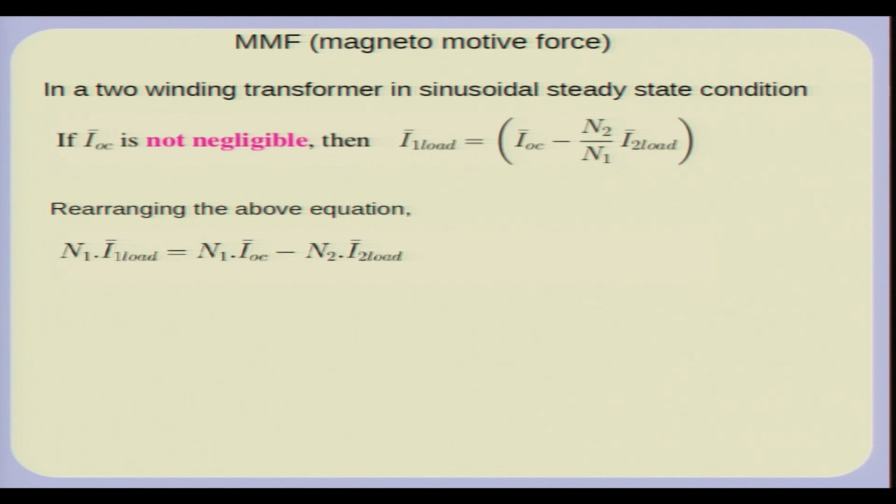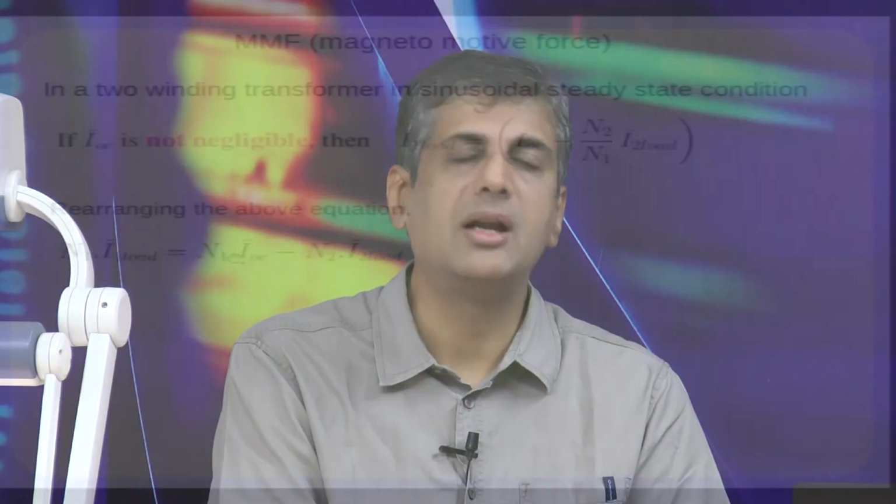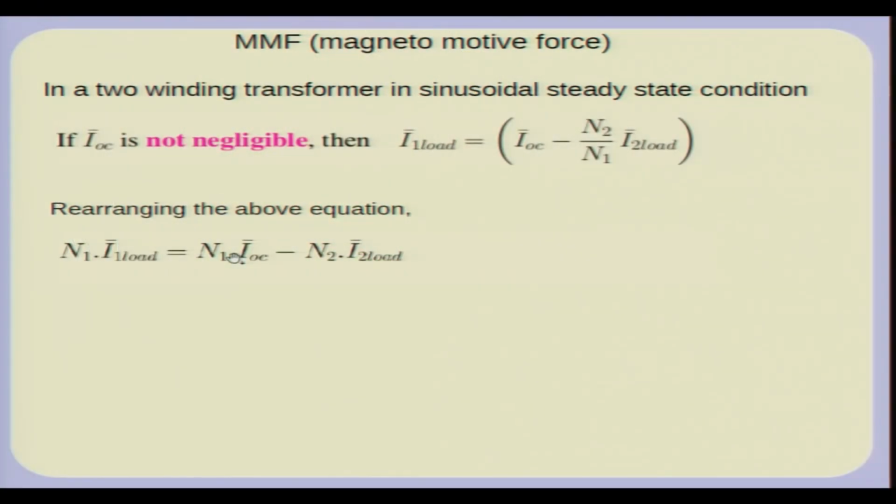Now, in case there is no load, then the magneto-motive force is simply N1 IOC, which is the current required to sustain a certain amount of flux, so that voltage V1 appears on the primary winding. So, this is called the magnetizing current, although it is the open circuit current.